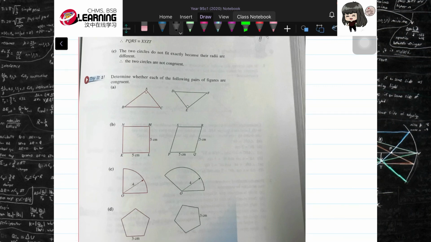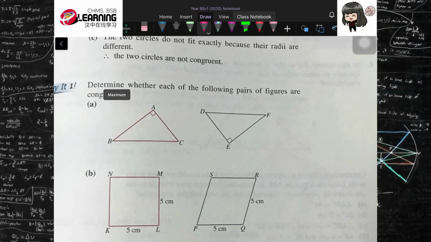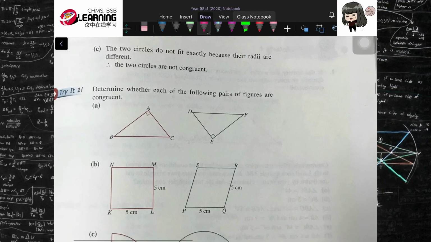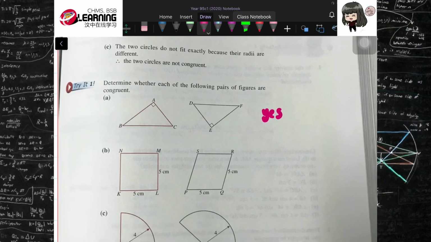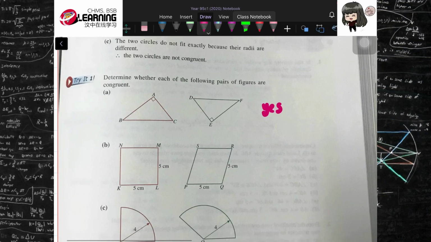So determine whether each of the following pairs of figures are congruent. We can see that this one, we don't need to prove, we just look at it. Do you think it's congruent? Yes, it seems like congruent. We just write yes, but to prove that they're congruent, it's not just as easy as writing down yes. I will discuss with you in the next lesson, but this one, just look at it with your naked eyes. It seems congruent, right? So just write yes.